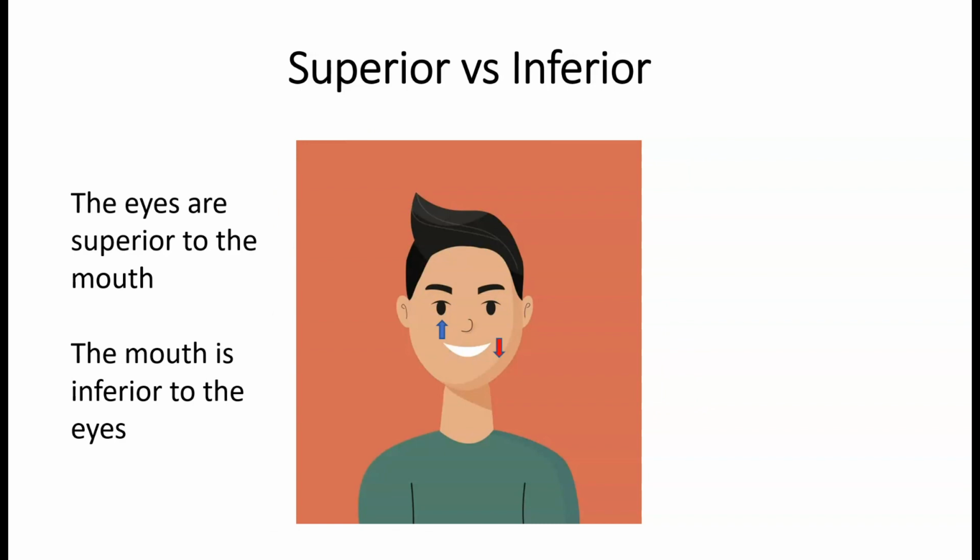Taking an example here, you can look at your eyes. Your eyes are above your mouth, so we can say the eyes are superior to the mouth, or conversely, we can say the mouth is inferior to the eyes. What about your nose and your eyes? Of course you're going to say the eyes are superior to the nose, or the nose is inferior to your eyes.